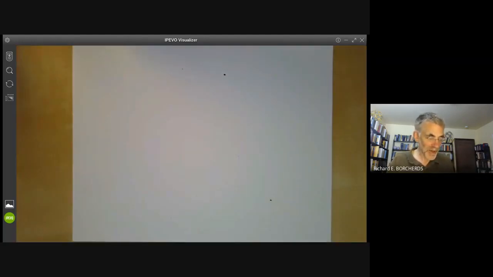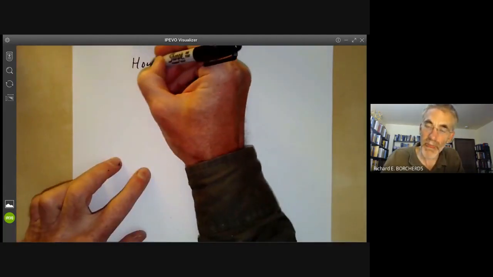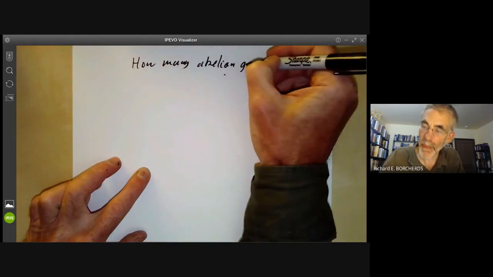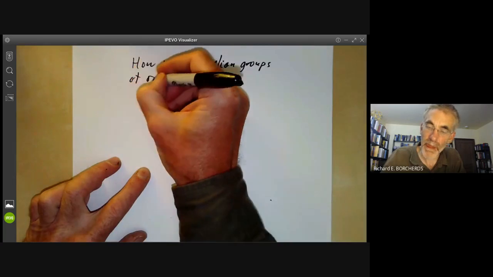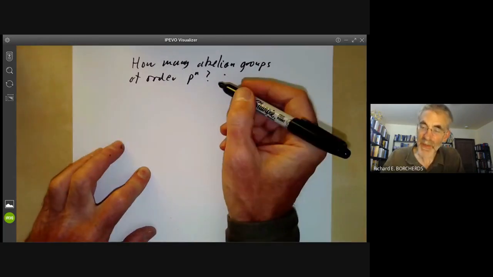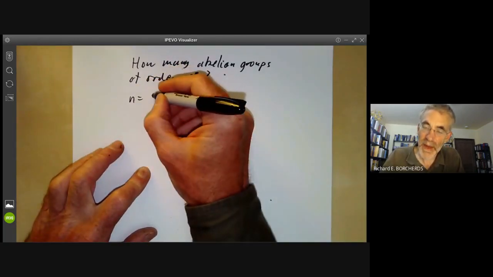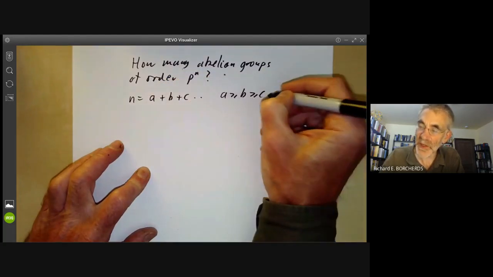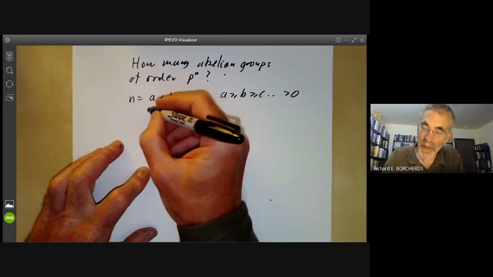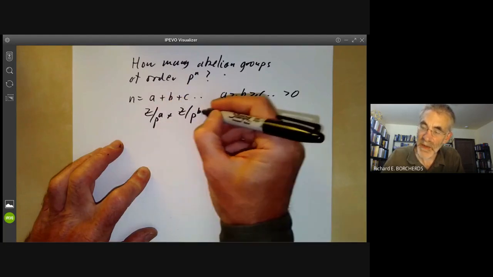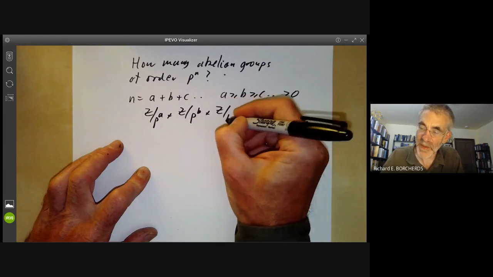So we can now determine the number of groups of order p to the n. So how many abelian groups of order p to the n are there? Well, if we write n is equal to a plus b plus c, and so on, with a greater than or equal to b, greater than or equal to c, greater than 0, then we get a group Z over p to the a Z times Z over p to the b Z times Z over p to the c Z, and so on.